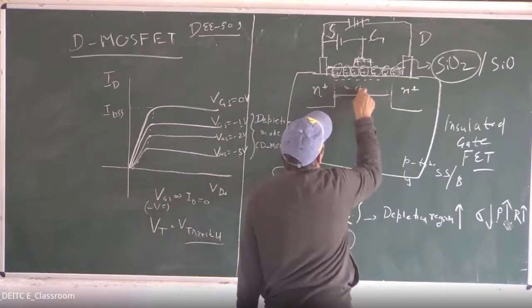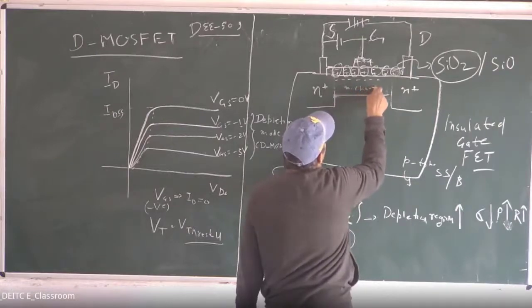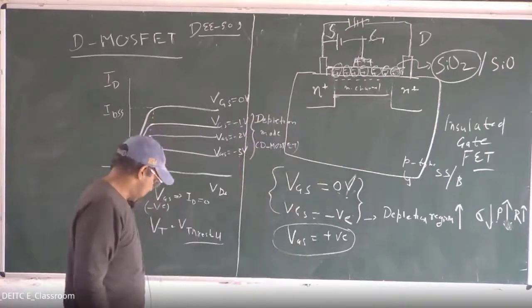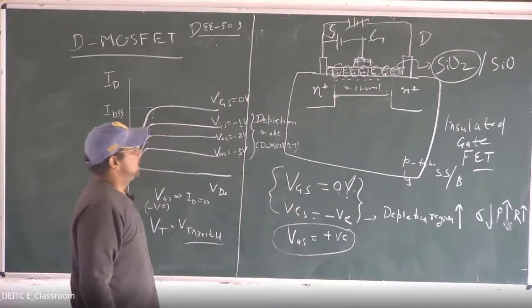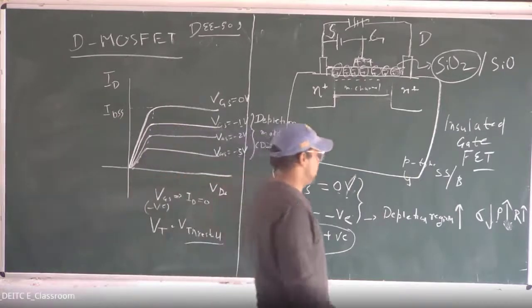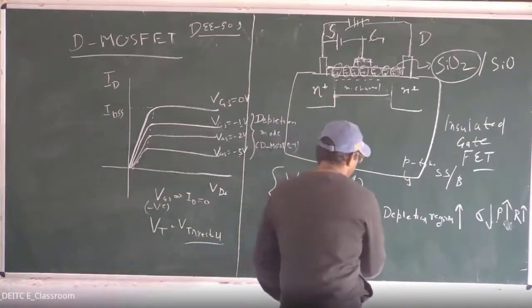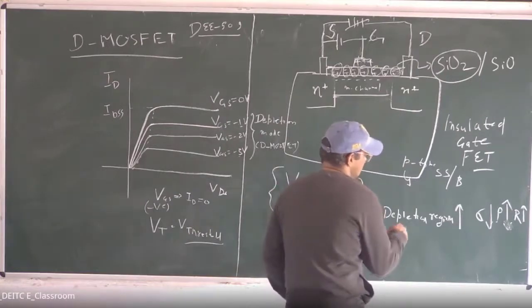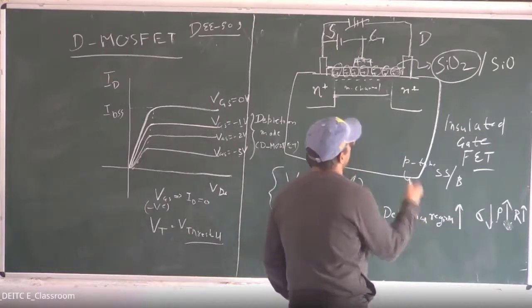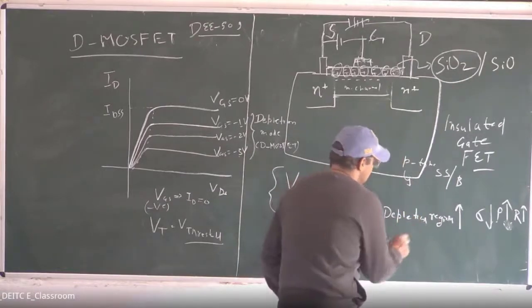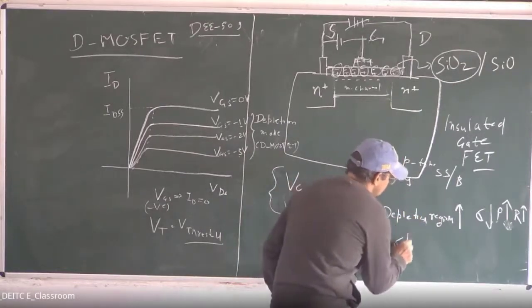So it means we are increasing. What we are essentially doing, we are increasing the number of negative charges inside the N channel. Then what will happen? In this region, there is no question of a depletion region right now, because if we are directly applying the positive voltage, this sigma will increase.